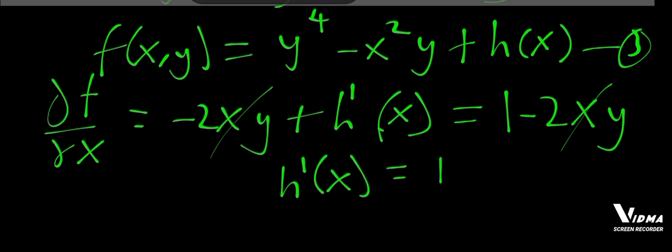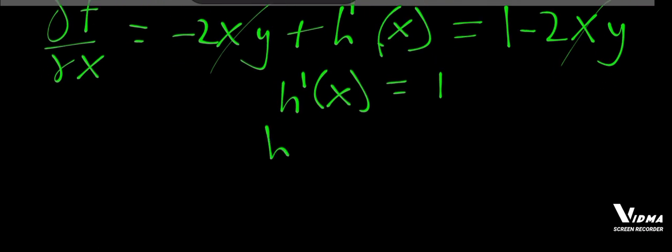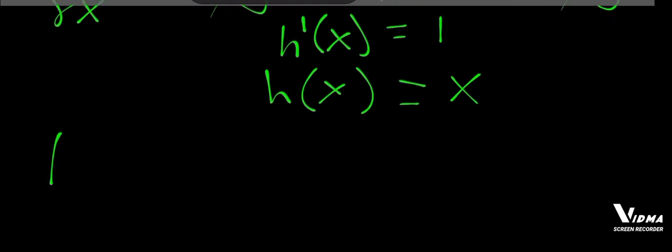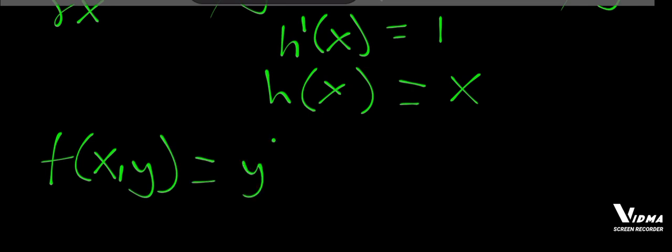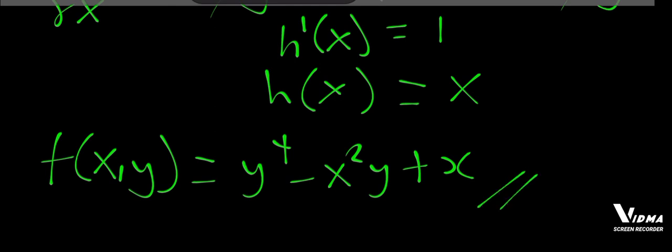But I'm not looking for h prime of x, I'm looking for h of x. So I integrate, and I get x. So then my f(x,y) now becomes y to the power 4 minus x squared y plus my h of x, which is x. And this is my solution. Okay, so this is how we work this out.